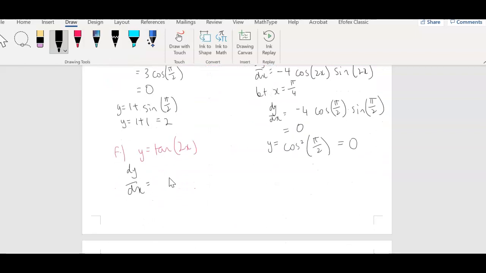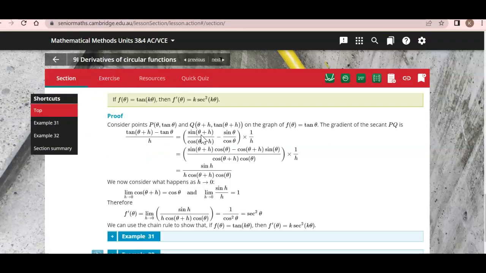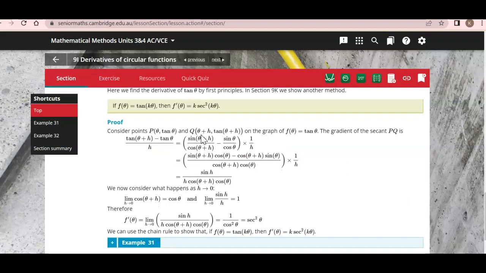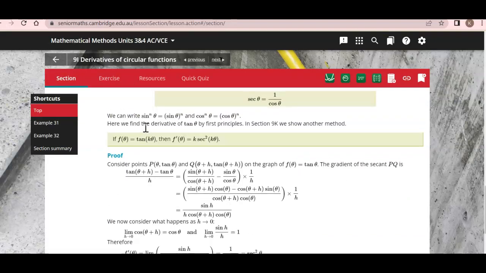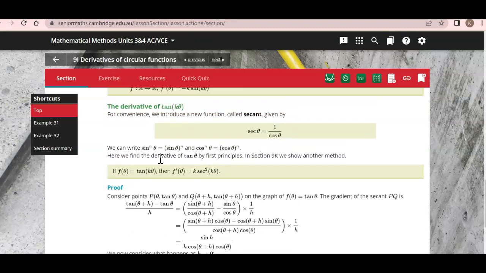All right, sorry, I just had to edit some things out because I wrote the wrong thing. 2 sec squared 2x is your derivative. Now, sec is the same as 1 over cos. So I might just write that over. Actually, I might show you in the textbook. It might be easier. Okay, so here it goes through the proof of the derivative of tan theta.